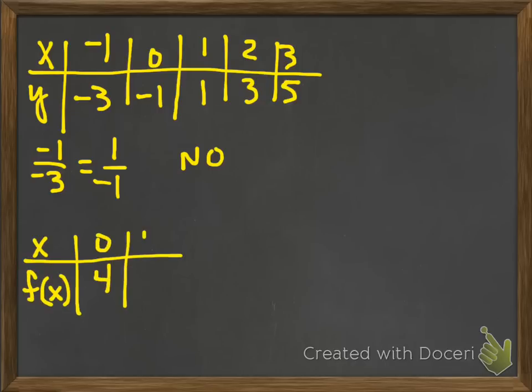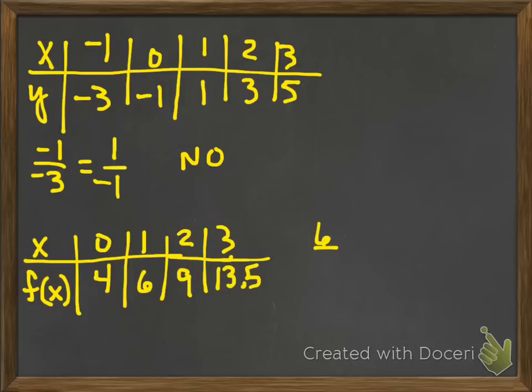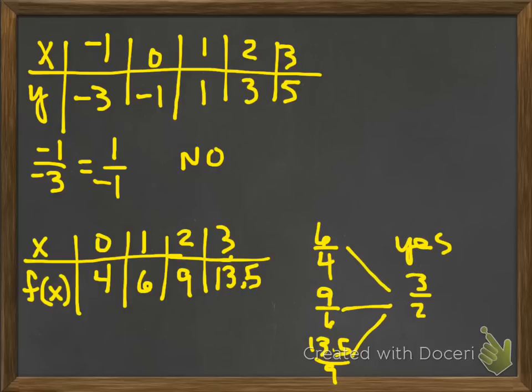The next one, 0 and 4, 1 and 6, 2 and 9, 3 and 13.5. Okay, so I'm looking at, is 6 divided by 4 the same thing as 9 divided by 6 and the same thing as 13.5 divided by 9. Okay, when you type those in the calculator, the first two will probably give you some answer like 3/2, while the second one gives you some type of decimal. You could always change those fraction answers to decimals, and you should get that they all come out to 3/2 or 1.5. So the answer is yes, it is exponential because when you divided the y's, they came out to all the same answers.